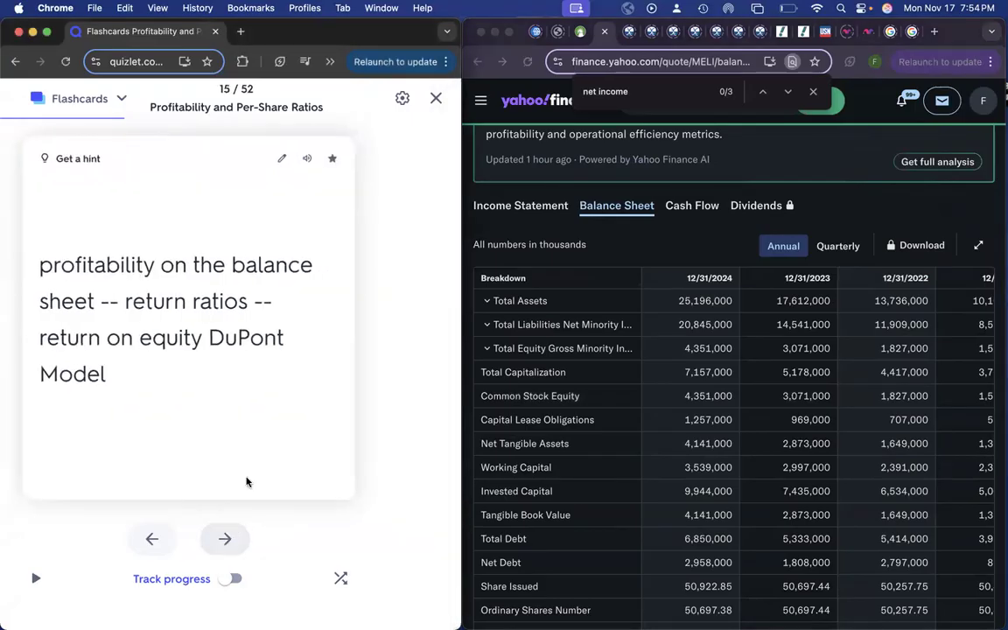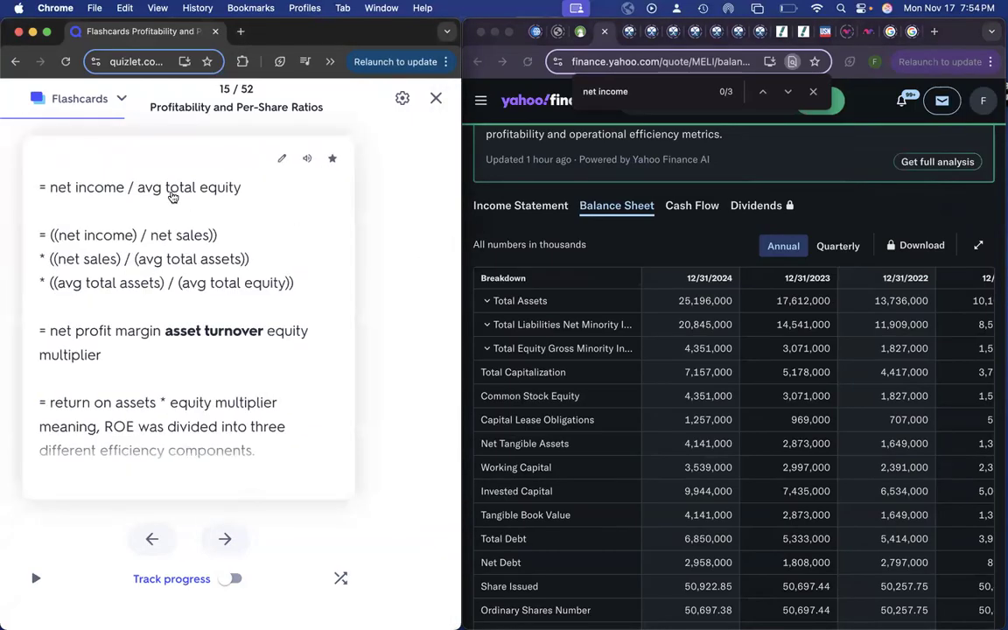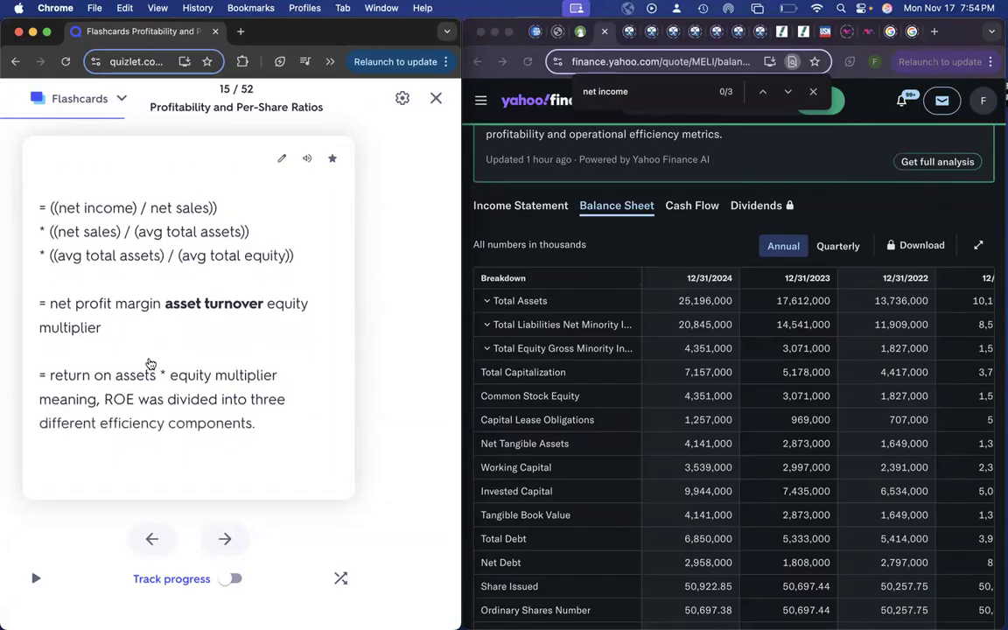We can use the DuPont model to break this down further. We have the original formula, net income divided by average total equity. It can be written out as net income divided by net sales times net sales divided by average total assets times average total assets divided by average total equity. And that is the net profit margin times asset turnover times the equity multiplier, which we can then break down into return on assets times the equity multiplier.